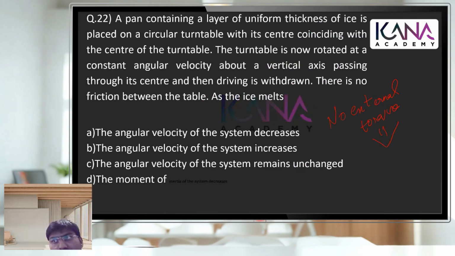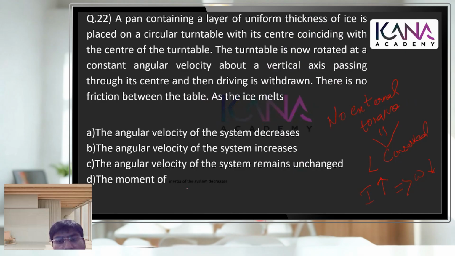If there is no external torque, angular momentum is conserved. So the melted water spreads outward. That means I increases because R also increases. So this means angular velocity decreases. It's the same concept as a few questions before.